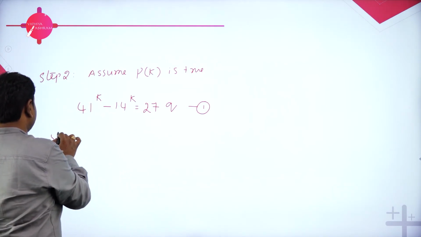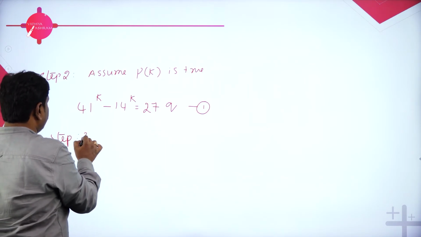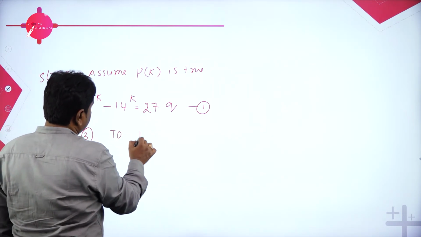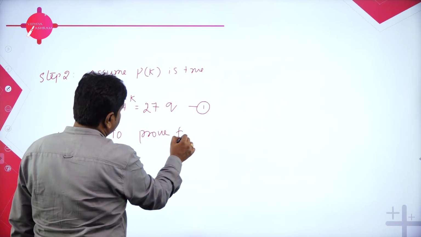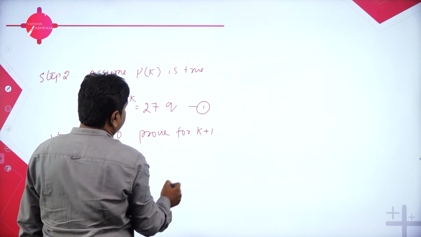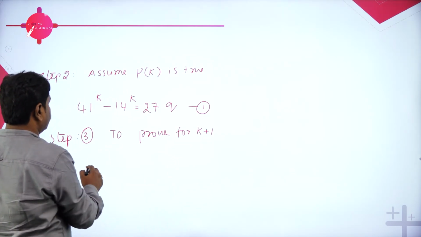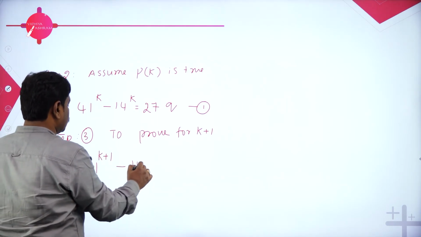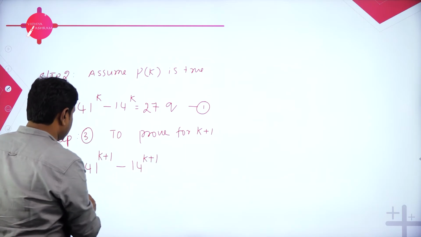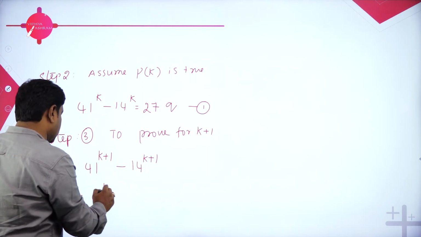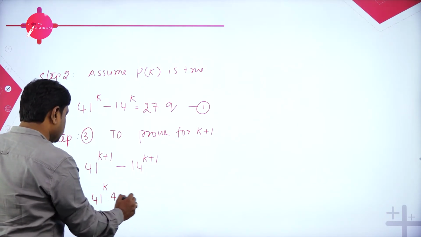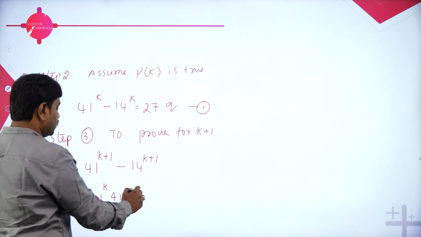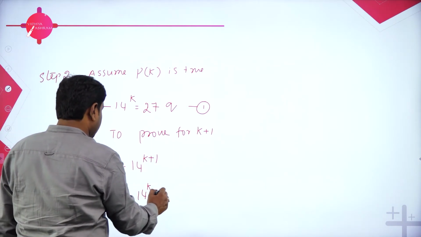Now step 3. What is step 3? To prove for k plus 1. In order to prove for k plus 1, replace k with k plus 1. 41 power k plus 1 minus 14 power k plus 1. Can I write this as 41 power k into 41? a power m plus n is a power m into a power n. And 14 power k into 14.